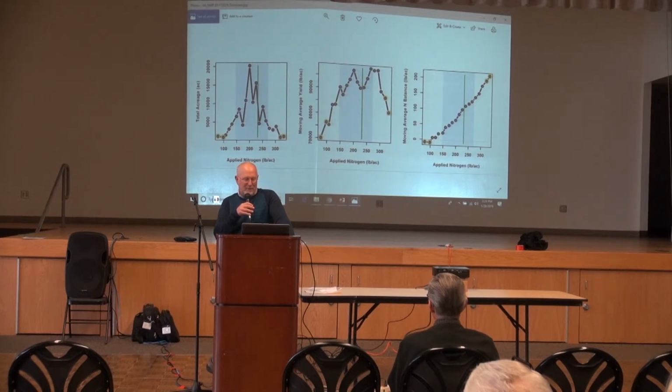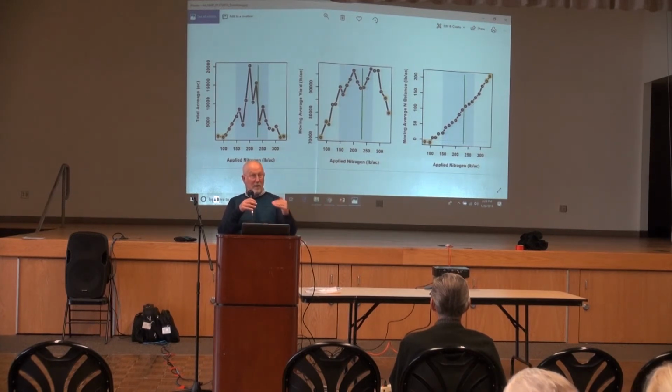Now tomatoes. We've been farming tomatoes for a long time. There's a lot of consensus around this 200, 225 pound range and a solid yield response, but then again, sort of erratic yield trends across that range of between 200 and almost 300 pounds of nitrogen.